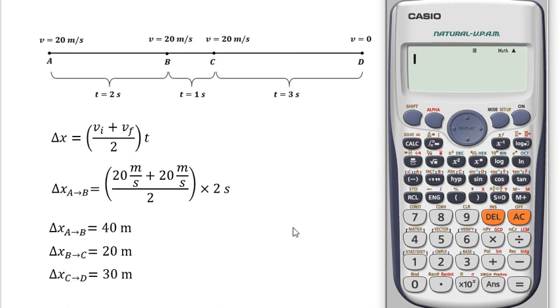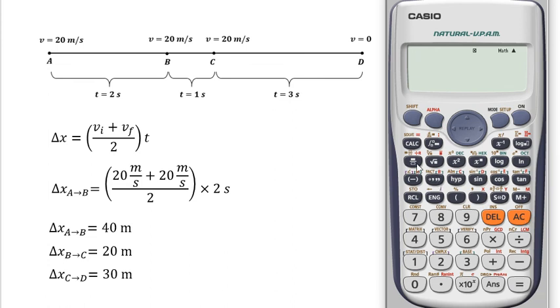Okay. How about B? For B, the initial is 20 and the final is also 20. So 20 plus 20 divided by 2 multiplied by 1 second. So the answer is 20. Let's store that. Shift RCL, STO active now. Let's store that in variable B. B is equivalent to 20. Let's just double check. Okay, B is 20.